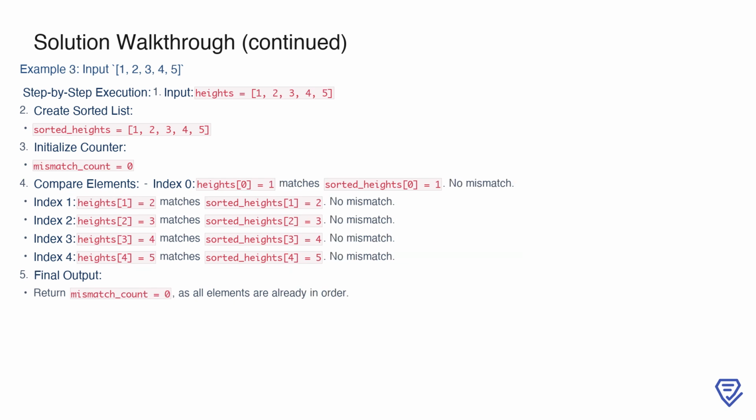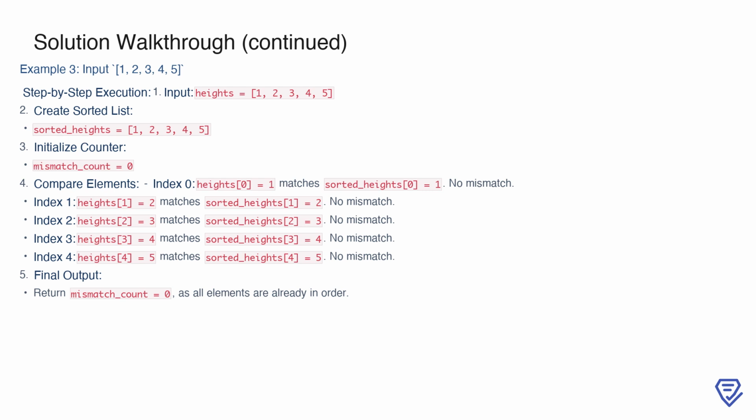In the third example, the input list is 1, 2, 3, 4, 5. We follow the same process by first creating a sorted version of the list, which remains 1, 2, 3, 4, 5, since the list is already in order. Then, we initialize the mismatch counter to 0.